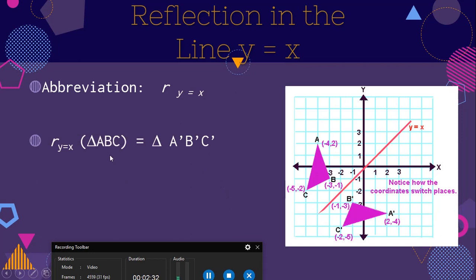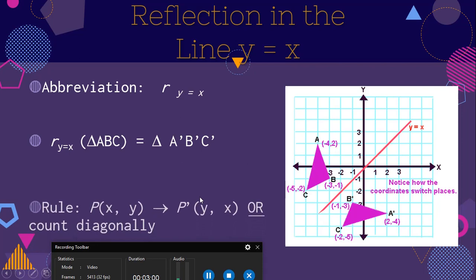We're going to reflect triangle ABC over the line y equals x, and that will create triangle A prime, B prime, C prime. If we look at the location of A on the original figure, it's at -4, 2, and then on A prime, it's at 2, -4. For B, we were at -3, -1, and now for B prime, we're at -1, -3. So hopefully you're seeing that the coordinates will switch places.